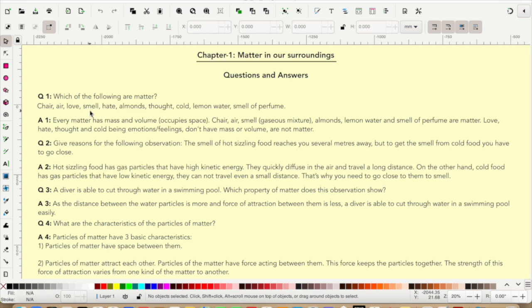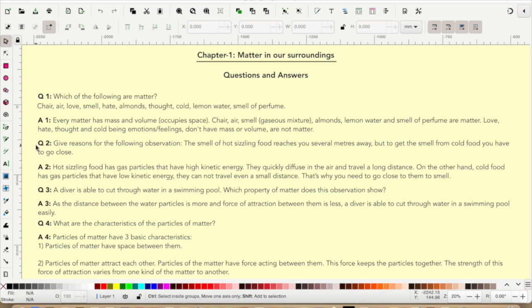We smell the air particles, which is a mixture of gases. It has both mass and volume, so it is a matter. Hate is a feeling. It has no mass or volume, so it is not a matter. Almonds has both mass and volume, so it is a matter. Thought is a feeling. It is not a matter. Cold is a feeling. It is not a matter. Lemon water is a matter. Smell of perfume. It is a matter as it contains gas particles.